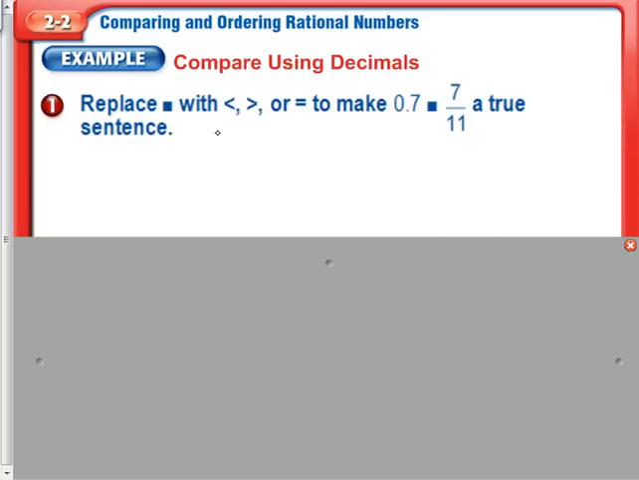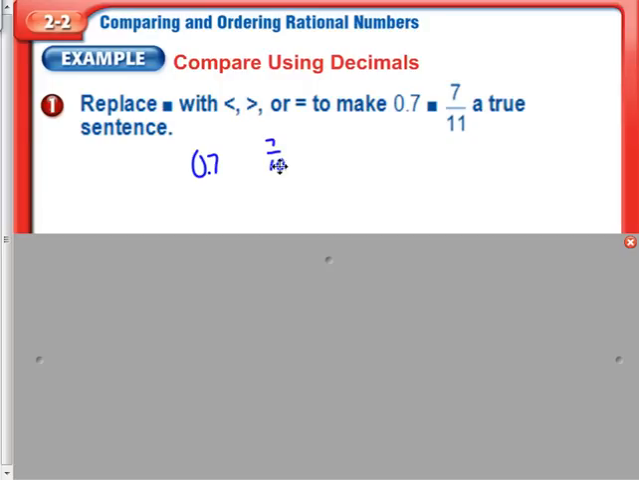All right, so it says replace the blank with less than, greater than, or equal sign to make 0.7 blank 7/11ths a true sentence. All right, so let's copy this down. We'll go 0.7 here, and then we'll go 7/11ths. Oops, I'm sorry, make that an 11, 7/11ths.